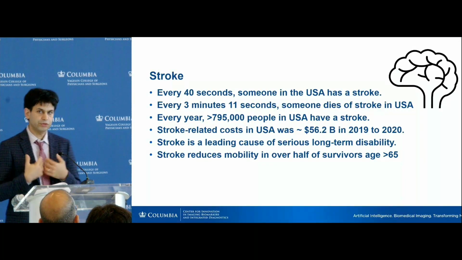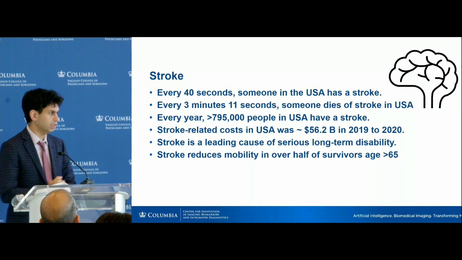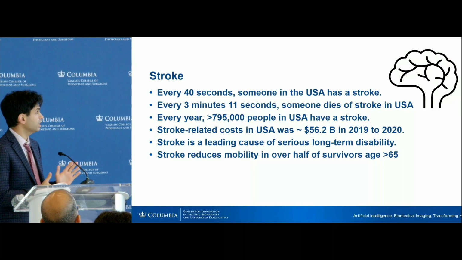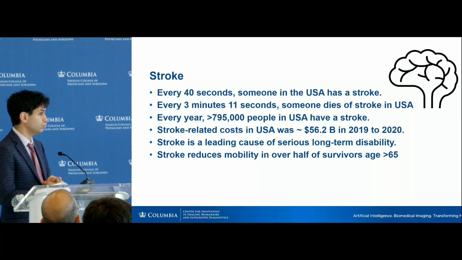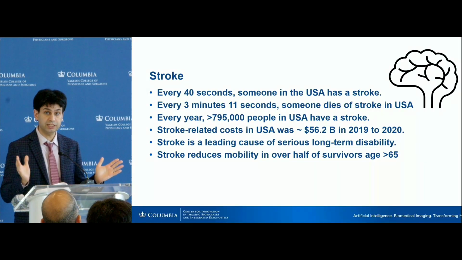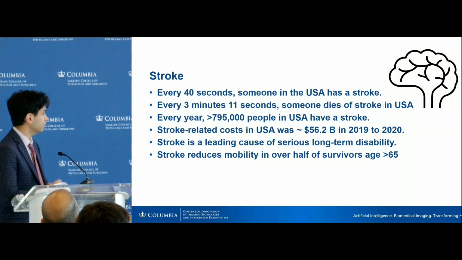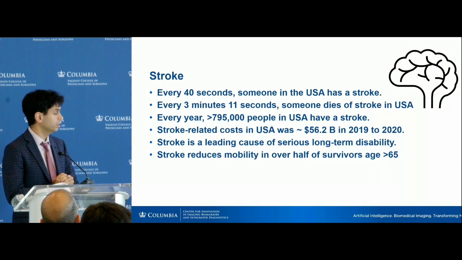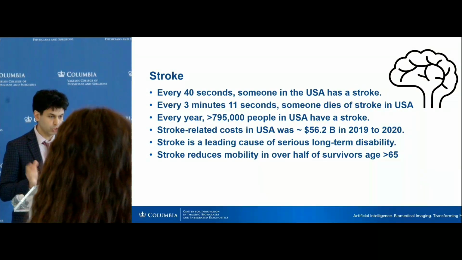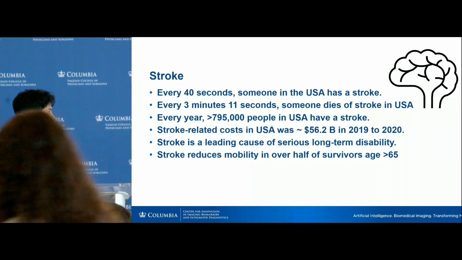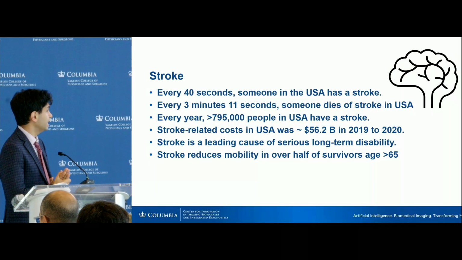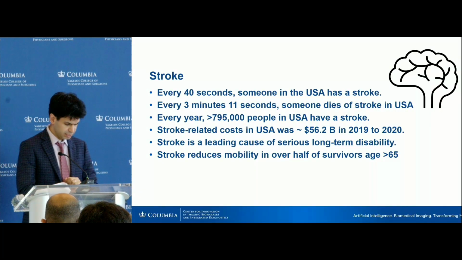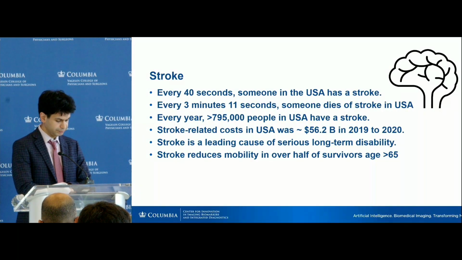So why do I personally care about stroke? Almost every 40 seconds, someone in the USA has a stroke. Every 3 minutes, somebody dies of a stroke. That's a total of over 800,000 people who suffer from a stroke each year in the US, with over $60 billion cost for our healthcare system these days. And it is the leading cause of serious long-term disability.